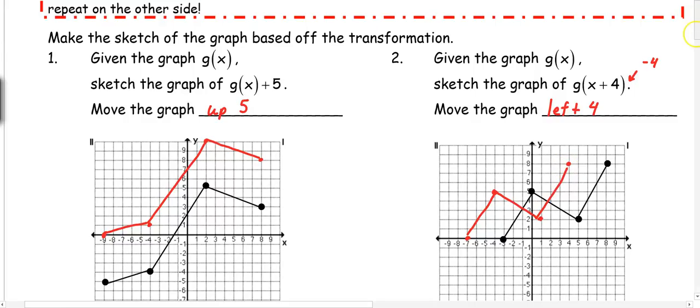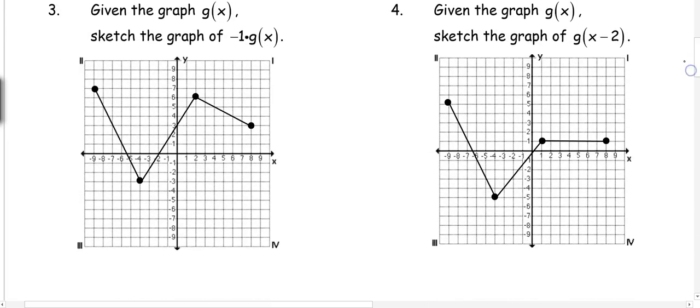So let's try some more examples. Number 3, given the graph g of x, sketch the graph -1 times g of x. So this is a reflection over the x-axis. So when we reflect, we're going to go to each dot, we're going to count how far it's away from the x-axis. So in this case, this is 7 away from the x-axis. So now we're going to go 7 in the other direction, plot our point.